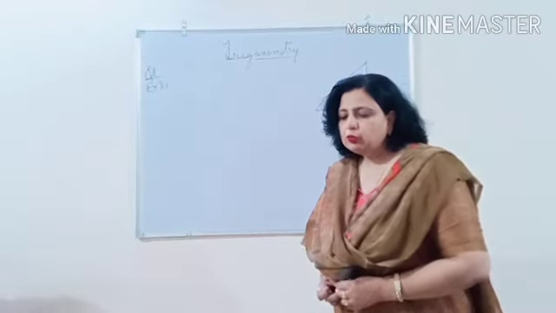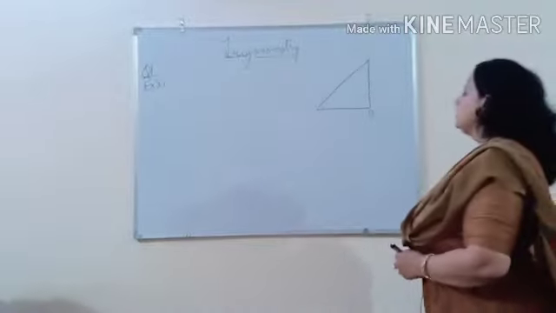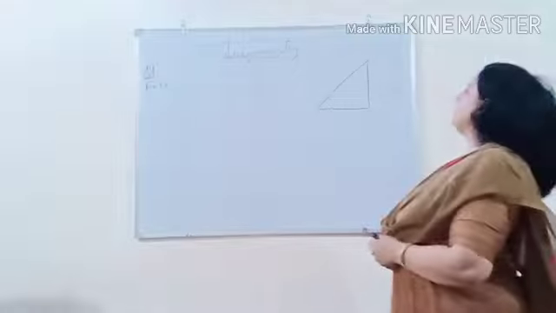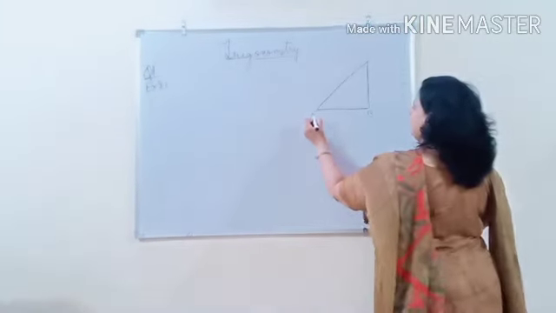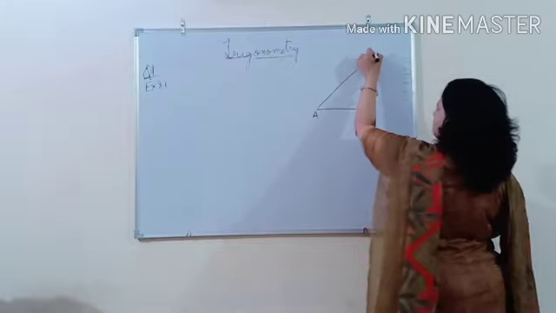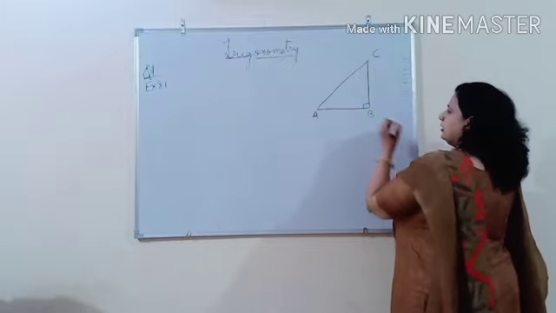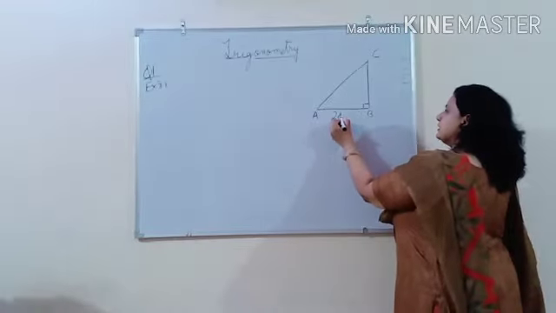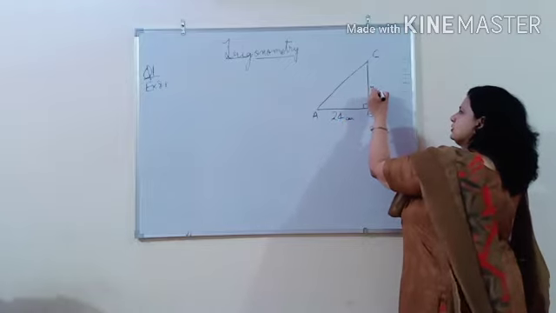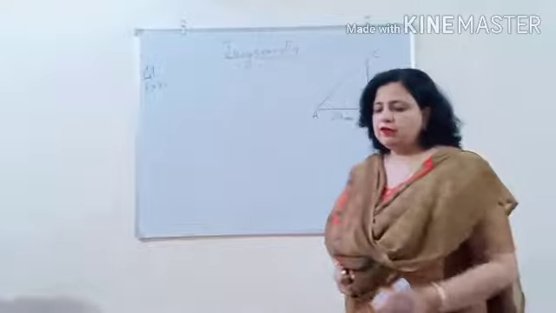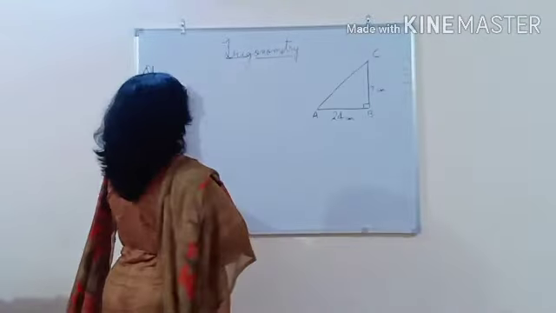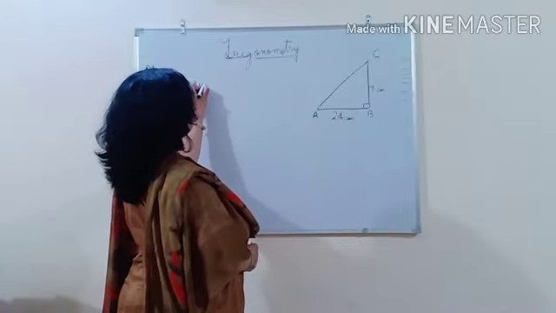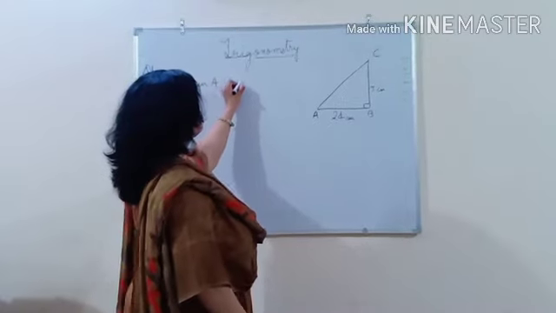If AB equal to 24 centimeter, BC equal to 7 centimeter, determine sin A and cos A. Now we have to find A, so this will be A and this will be C. This is right angled at B. AB is 24 centimeter and BC is 7 centimeter. Now we have to find sin A and cos A.